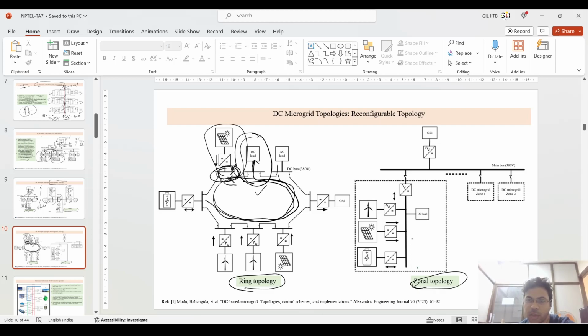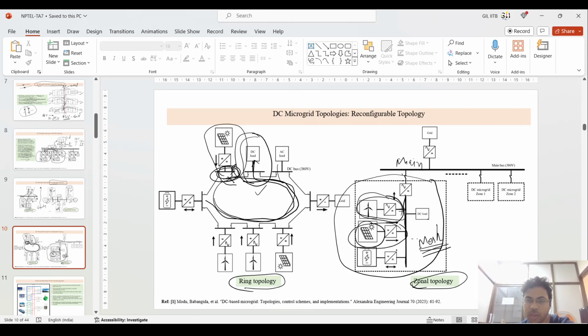Same with the zonal topology. If you see, there is a certain zone, and this zone is connected to the main bus. And if you see, there are two structures. One is the mesh structure. In the mesh structure, suppose this is the plant, and it is also connected to another bus. And this PV plant is connected to another bus, and this bus is connected to some main bus. Okay. So the mesh structure is also there, and the radial structure is also there.